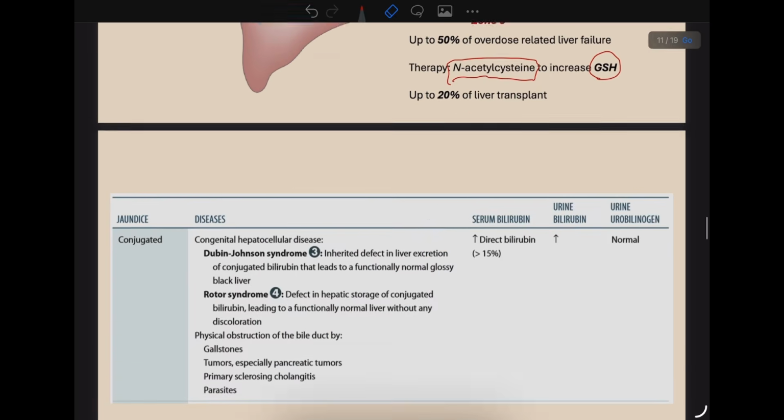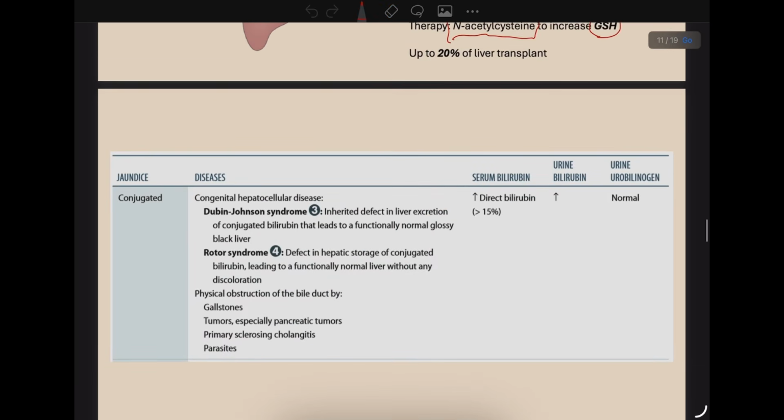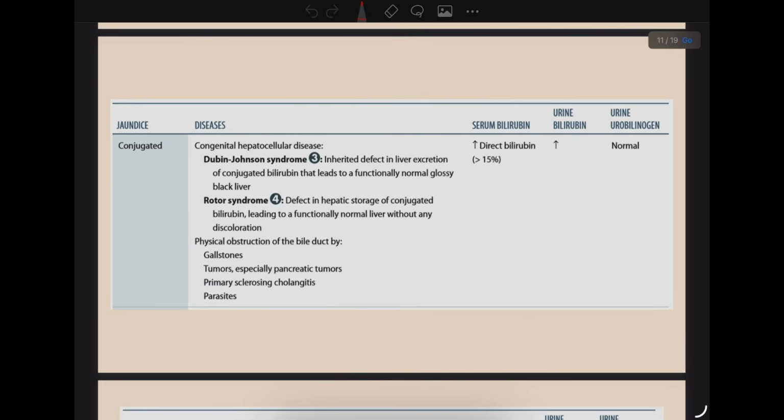Okay. This is a summary for a few diseases and whether it was conjugated or not. As far as I know, the doctor said no, you don't need to remember each problem with each syndrome of these, but just know the general idea. So when it's conjugated, as we said, it will be obstruction or one of these syndromes, Rotor or Dubin-Johnson. Okay? I will talk more about the diseases in a minute.